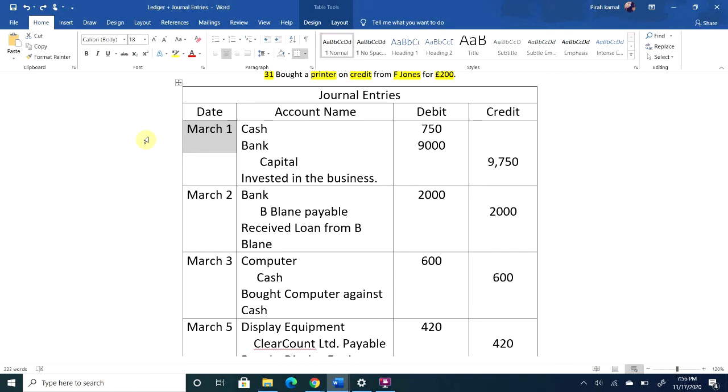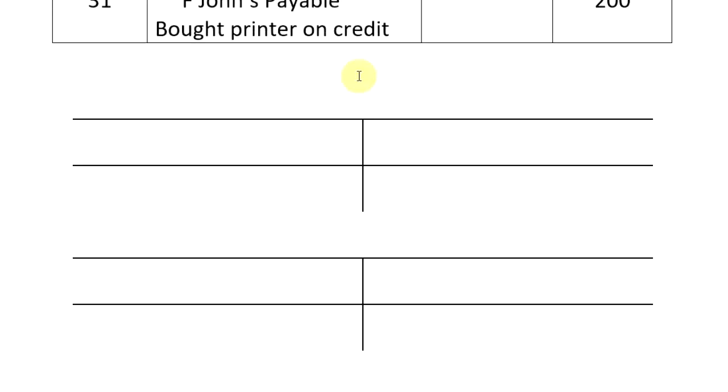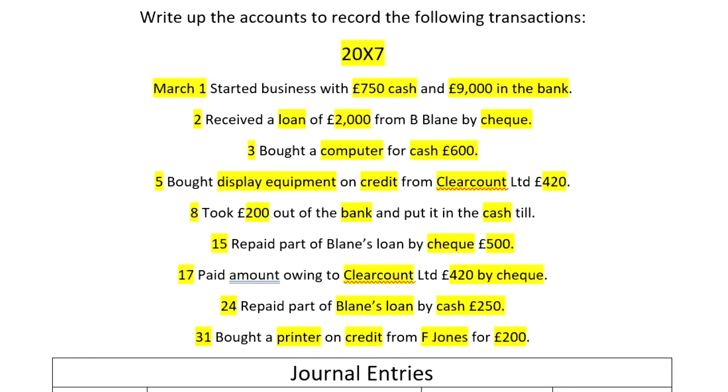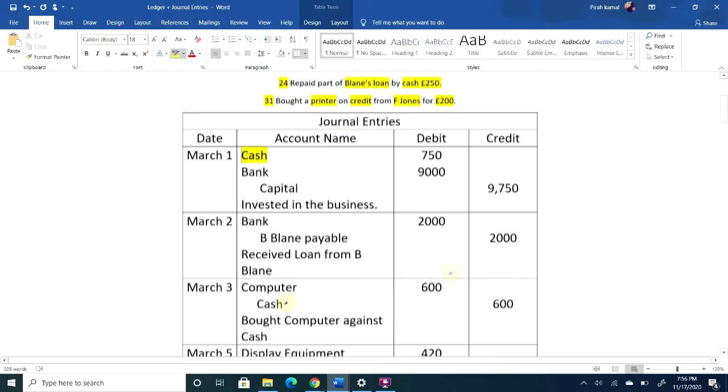So the first one we are going to do is cash. It's very simple. Once you have made journal entries, everything is pretty much done. So the first entry is cash. From where did we get it? Date is March and we got it against capital. So March 1, capital, 750 debit, right? We are going to post it in our ledger account. Here we are done. Now we will see where else cash is mentioned. It's mentioned on March 3rd.